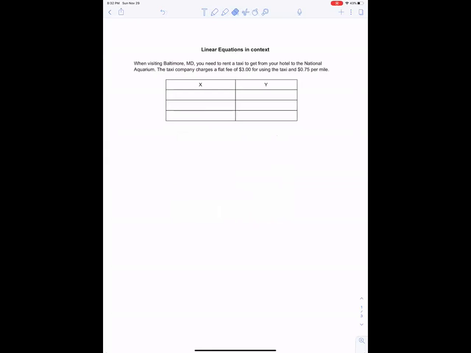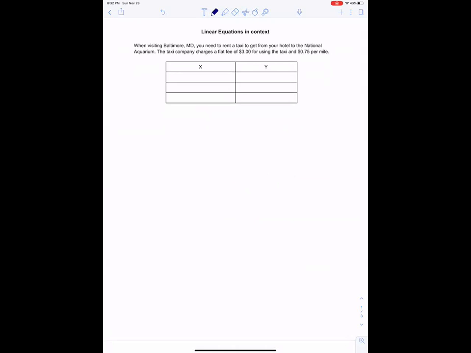All right, so we've been talking about linear equations for a minute, but I feel like we should take a second to understand why we use linear equations and what information they actually give us. So we're going to be interpreting linear equations in context.